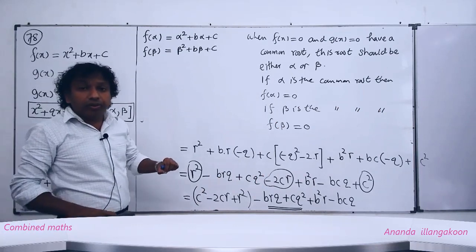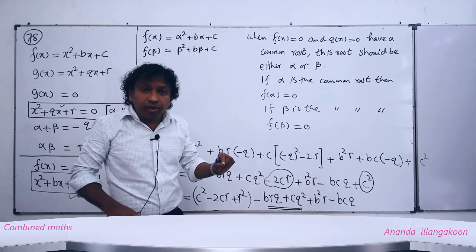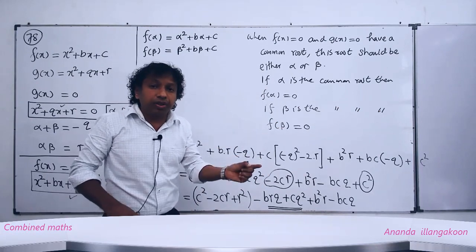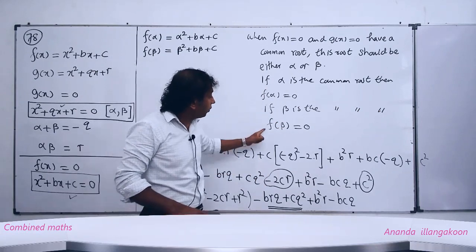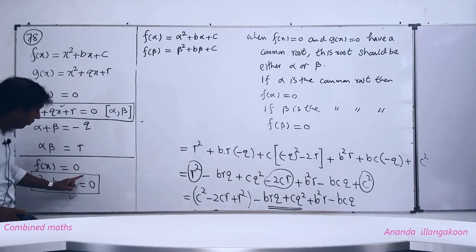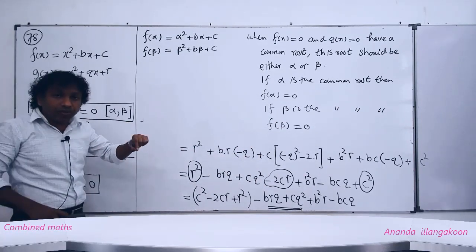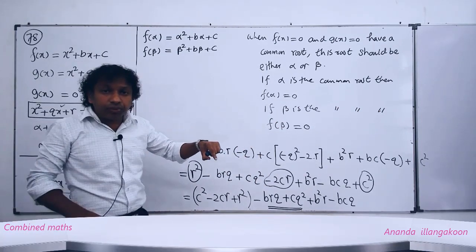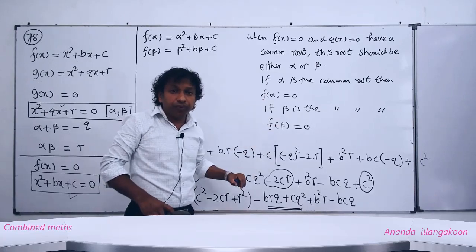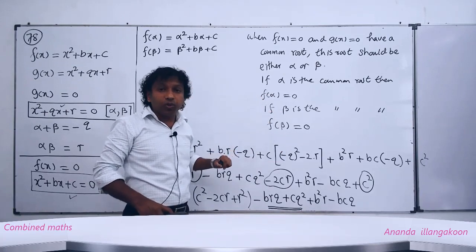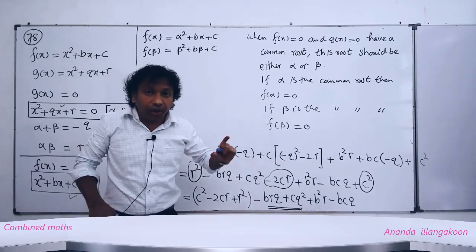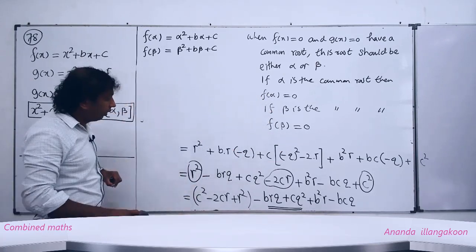Then people, if f(alpha) = 0 occurs, or if not, f(beta) should be 0. One of these two should be 0. Why? Definitely, when f(x) and g(x) have a common root, that common root should be either alpha or beta. If alpha is the common root, f(alpha) = 0. If beta is the common root, f(beta) = 0. One of these two becomes 0, people, when g(x) = 0 and f(x) = 0 have a common root. Understand? Then you can write like this.